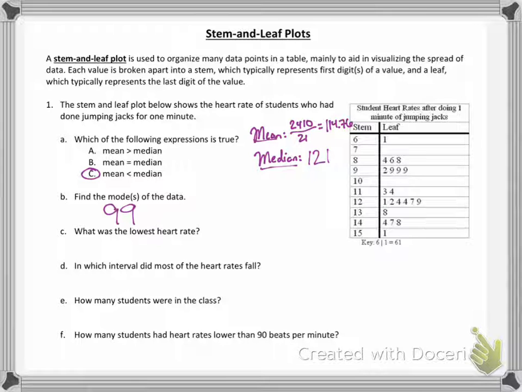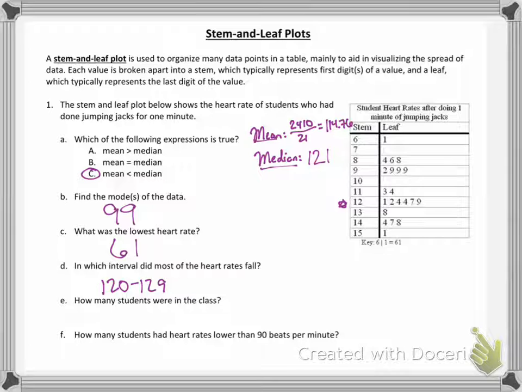Part C, what is the lowest heart rate? Well, all you have to do is find the lowest value. The lowest value is at the very top of the chart, stem of 6, leaf of 1, 61. Next, in which interval did most of the heart rates fall? What I'm looking for there is the row that has the most leaves. The one that has the most leaves is the row with the stem of 12. If I have a stem of 12, the interval that represents is all the numbers between 120 and 129.